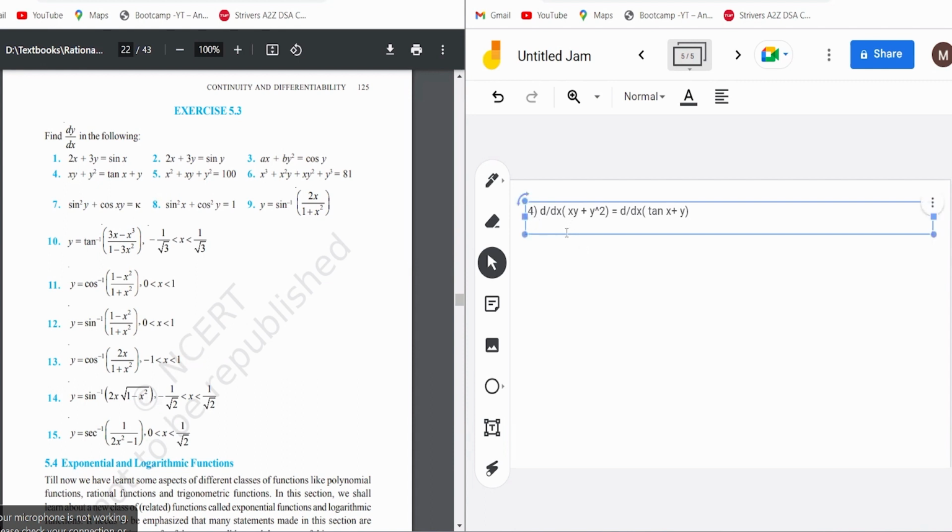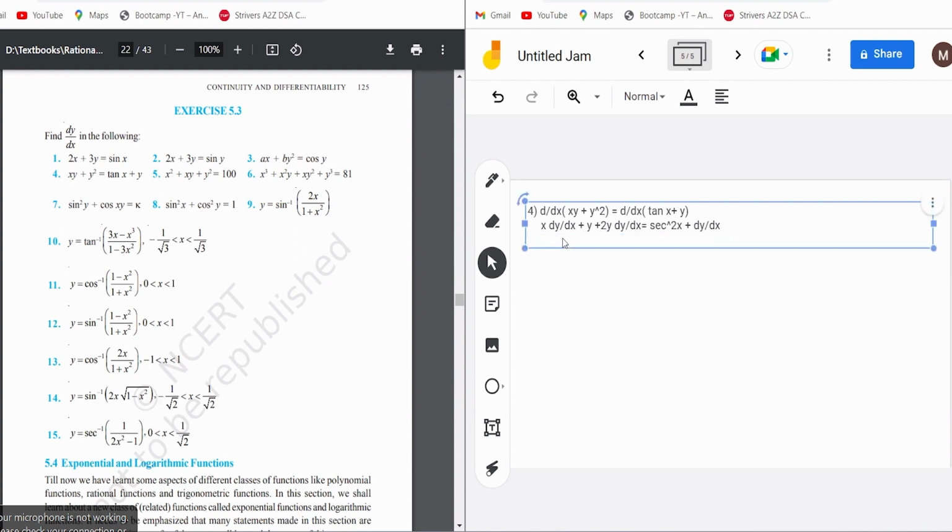So d by dx of xy would be first function as it is, differentiation of second function, dy by dx, plus second function as it is, differentiation of first function x, d by dx of x is 1, plus y square का क्या होगा, ये तो अपन कई बार कर चुके हैं, 2y dy by dx, क्योंकि y का करें ना x के रिस्पेक्ट में, तो पहले y स्क्वायर का 2y आया, फिर y के लिए dy by dx, equal to tan x का डिफरेंशिएशन होता है sec square x, sec square x plus dy by dx.